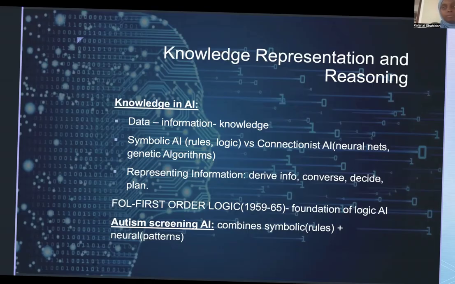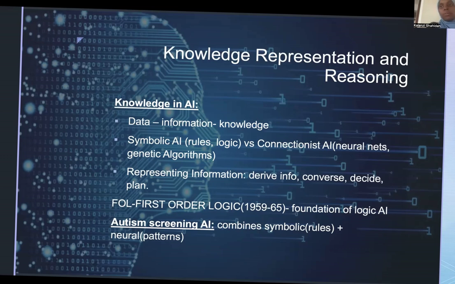connectionist AI. Symbolic AI mainly focuses on rules and logic. It exploits rules and logic in building a system. We use rules and logic to build these systems. Then connectionist AI, we have neural nets and genetic algorithms. This is the current trend nowadays because neural networks help us improve the speed of our machines. Then we have the first order logic. It has been the foundation of logic AI. First order logic was the first logic to be formed.